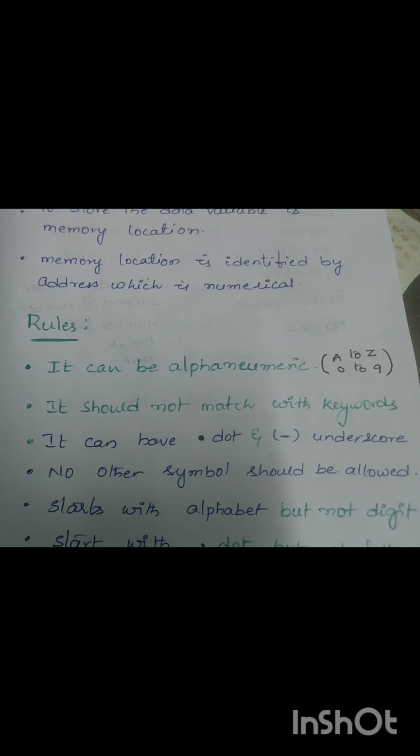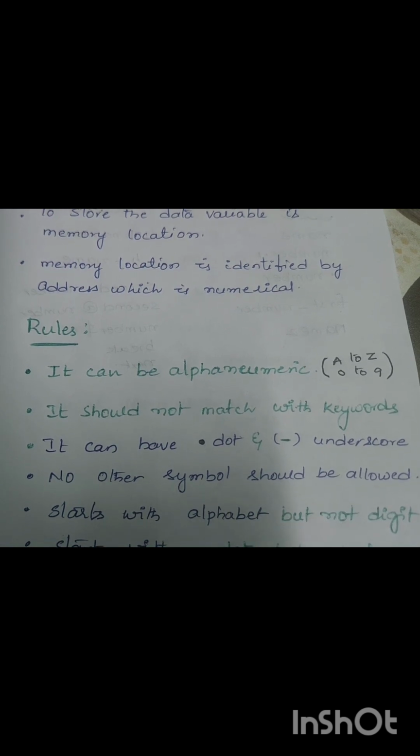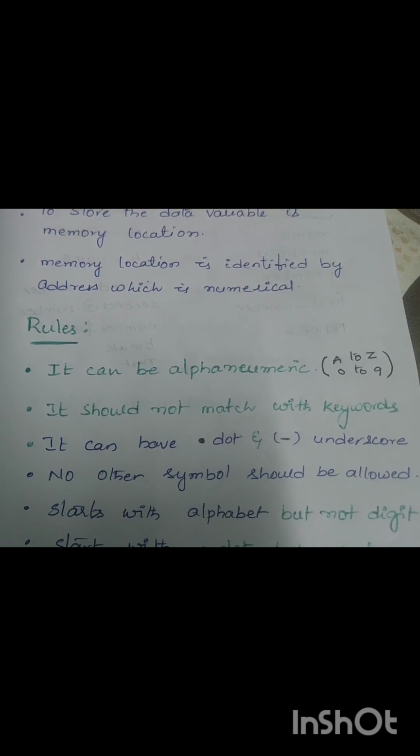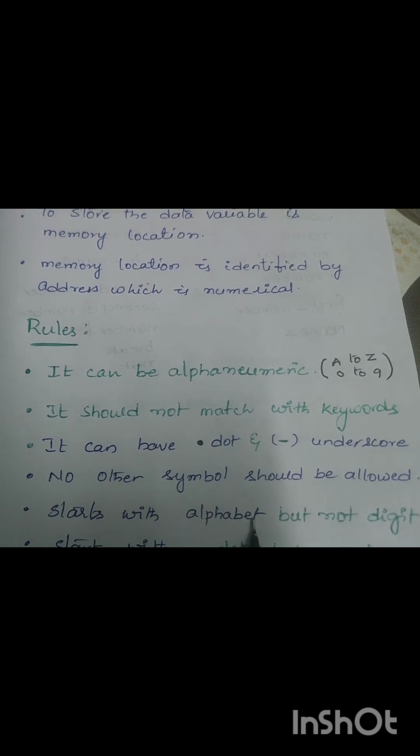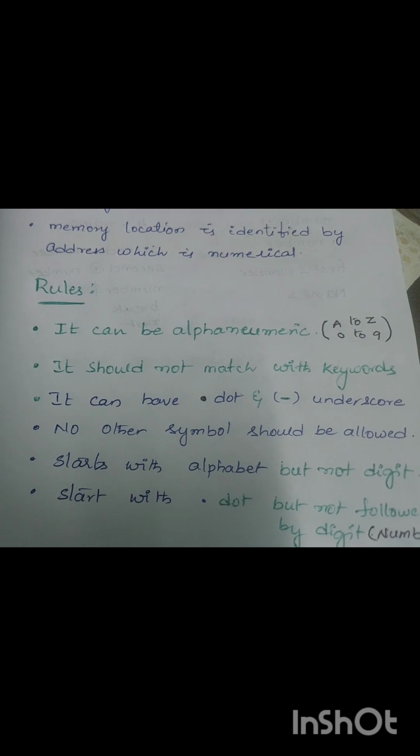Now, no other symbol should be allowed other than these symbols. No other symbol should be allowed in writing a variable. Next, a variable starts with an alphabet and it should not start with digits. Start with an alphabet but not a digit. That means it should start like NAME: N is an alphabet. But it should not start with 1number. One is a numeric digit, so it should not start like that.